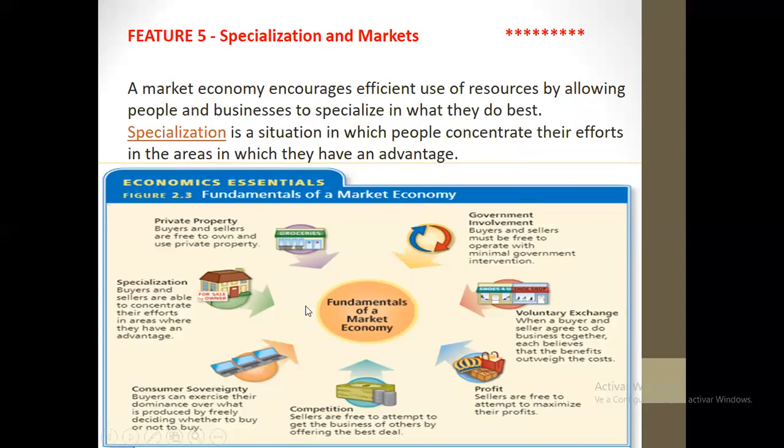Now, in this chart, it shows the different features that we just mentioned already that is around the market economy. Todos estos son elementos que están siempre alrededor que deben existir en un market economy, ¿ok? ¿Cuáles son? Private property, specialization, consumer sovereignty, competition, profits, voluntary exchange, and government involvement, very limited, okay? Minimal government intervention, okay? So with this picture summarize everything that we have just discussed.